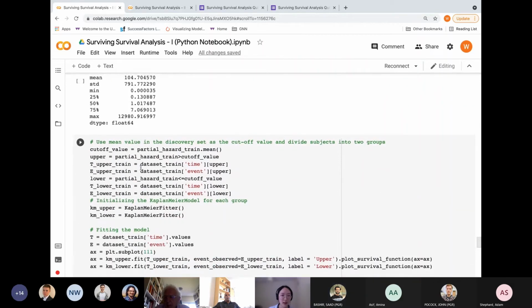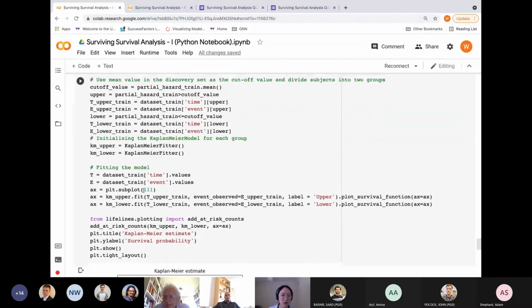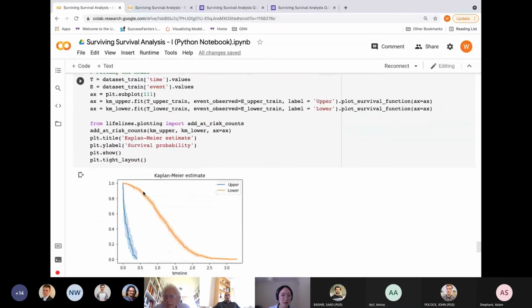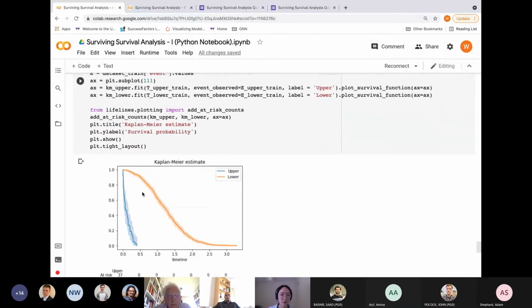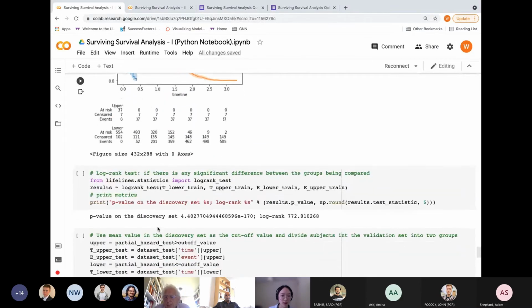So here we take the mean value of this training risk score as this cutoff value and divide this training data set into two groups. And then we fit this Kaplan-Meier curve on these two groups, and use this log-rank test to calculate this p-value on this discovery cohort. So here we get a very small p-value, as you can see here.